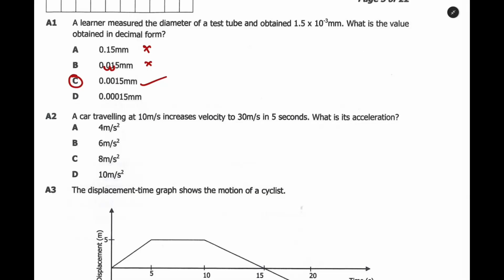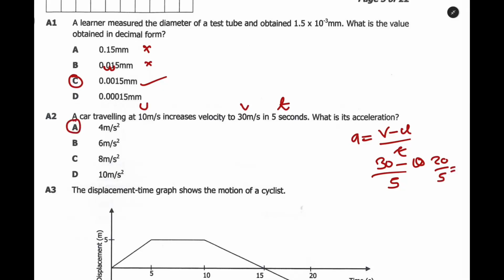Let us look at the second question. A car traveling at 10 meters per second, so that was the initial velocity, increases the velocity to 30 meters per second, this is the final, in 5 seconds, this is the time taken. What is acceleration? Acceleration is equal to final minus initial divide time. The final was 30 minus 10 divide 5. So that is just 20 divide 5. And you know that this is 4 meters per second square. I guess you get a thing.